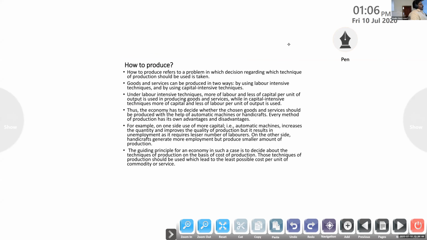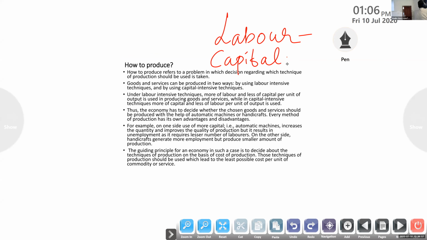What are they? Labor intensive production, and the next one is capital intensive production. One is labor intensive production, the other is capital intensive production.